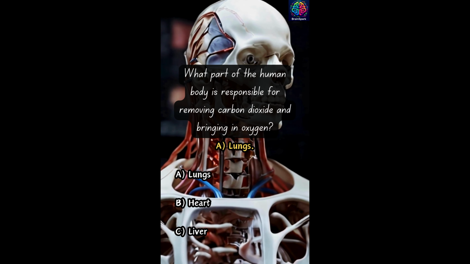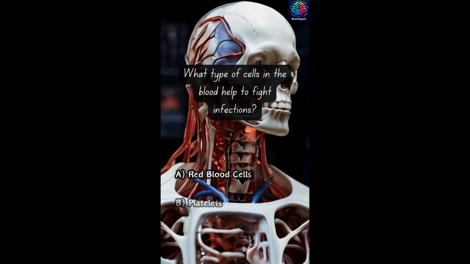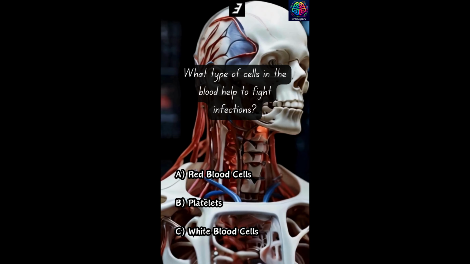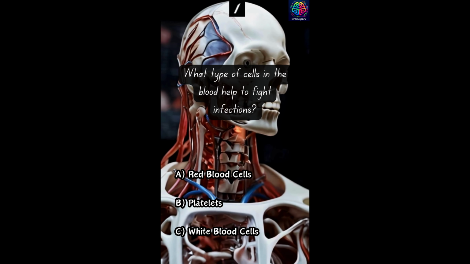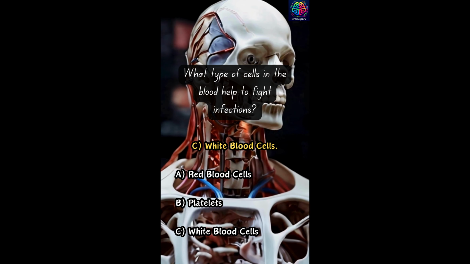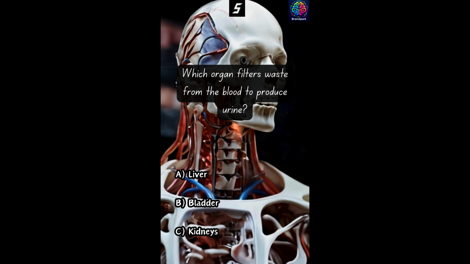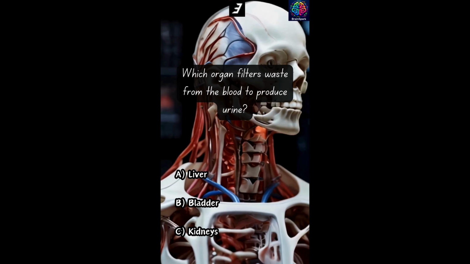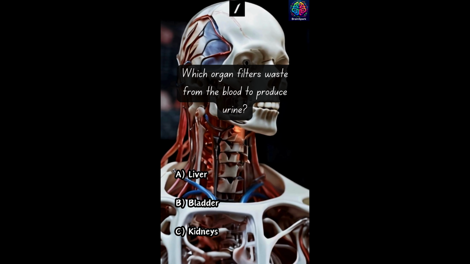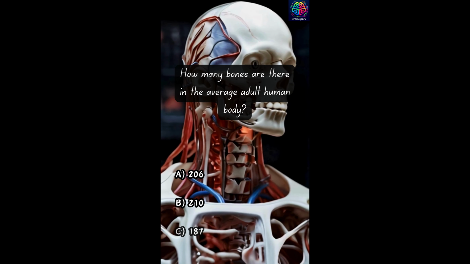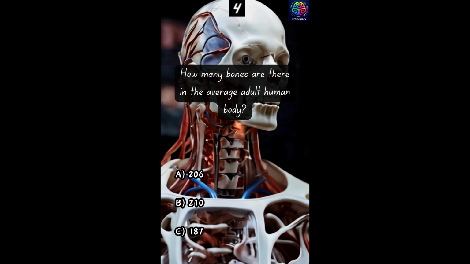A. Lungs. What type of cells in the blood help to fight infections? C. White blood cells. Which organ filters waste from the blood to produce urine? C. Kidneys. How many bones are there in the average adult human body?